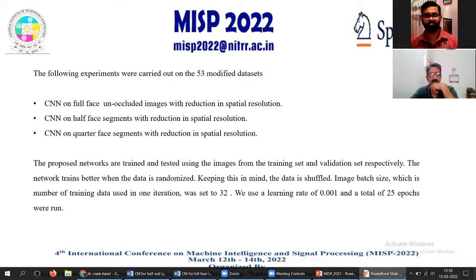Now, the following experiments were carried out on the 53 data sets. CNN on full phase unoccluded images with reduction in spatial resolution, CNN on half phase segments with reduction in spatial resolution, and finally, CNN on quarter phase segments with reduction in spatial resolution. The proposed networks are trained and tested, keeping the data shuffled. The image batch size, which is the number of training data used, was set to 32. The learning rate is 0.001, and a total of 25 epochs were run.